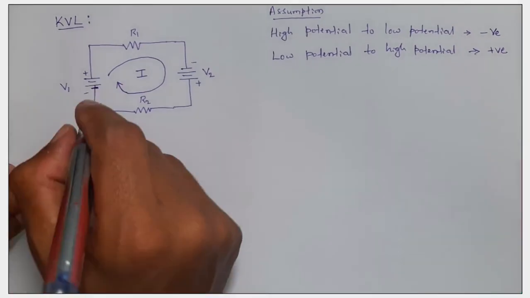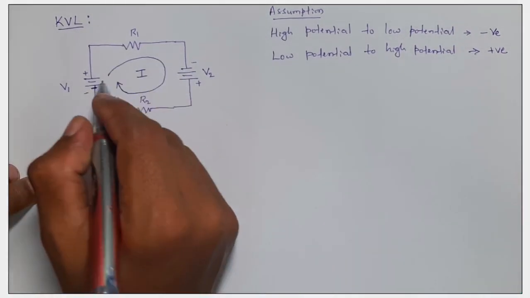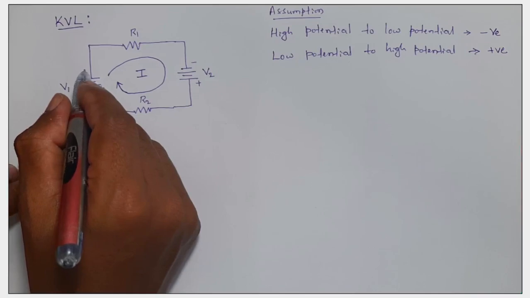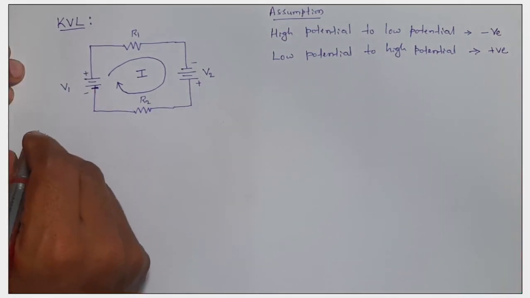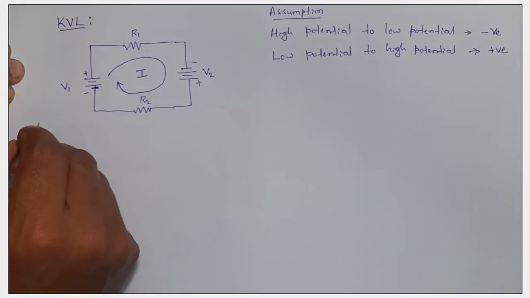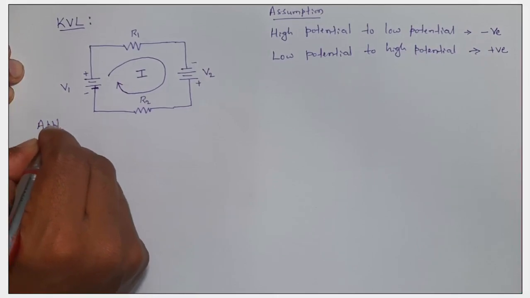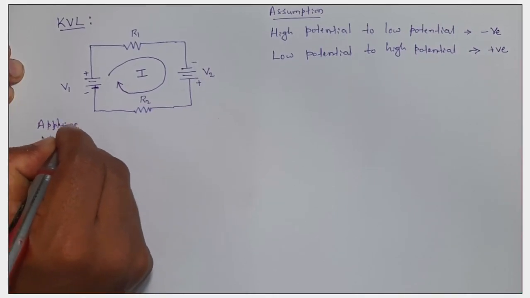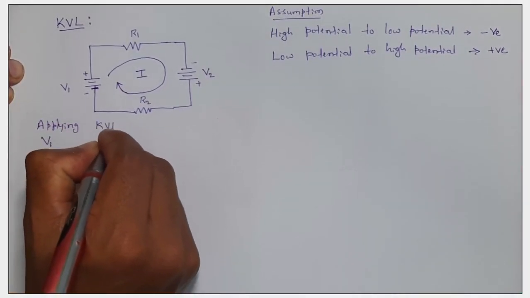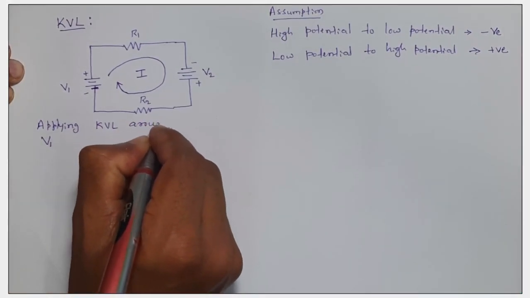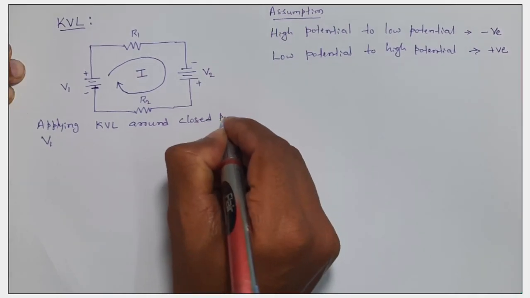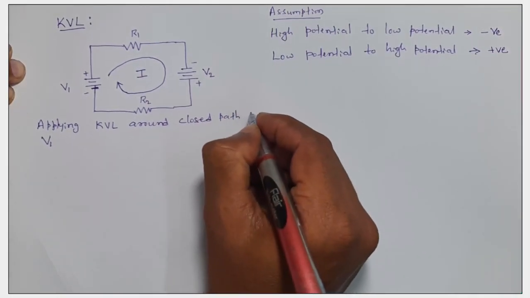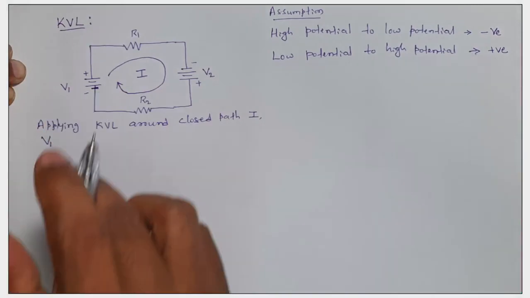Let's start applying KVL. So this is negative, this is positive. If I am traversing from negative to positive, I will consider positive, that is nothing but V1. So here I will write: applying KVL around the closed path, or just you can write loop, this is I.